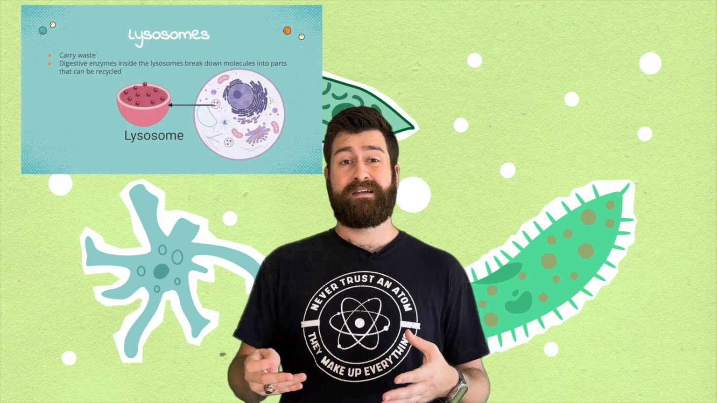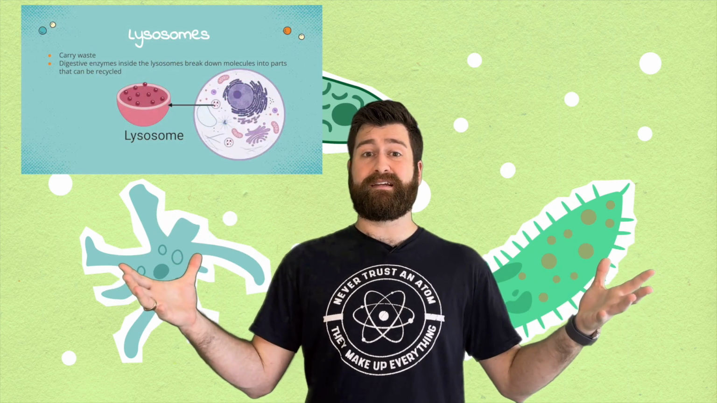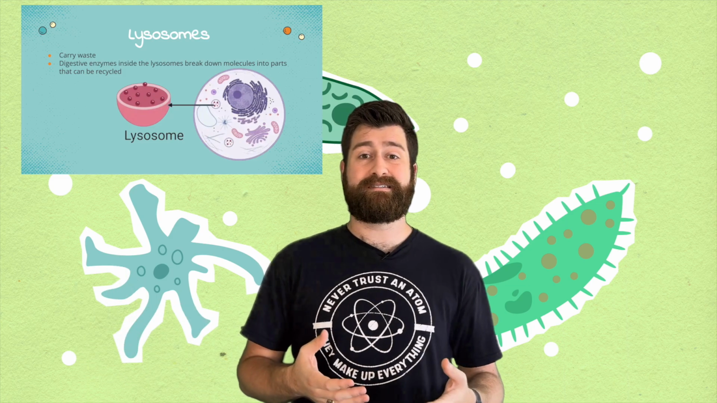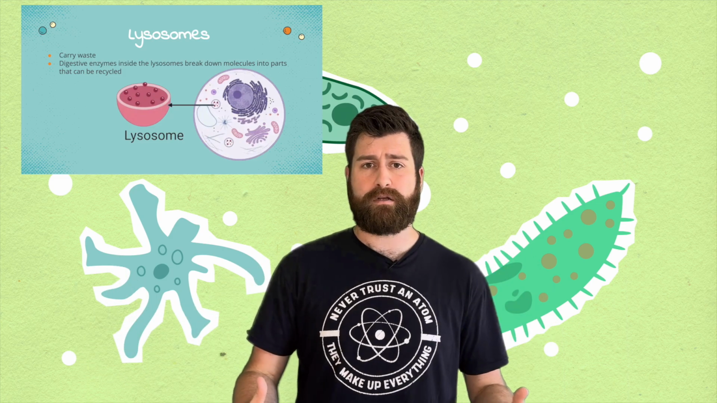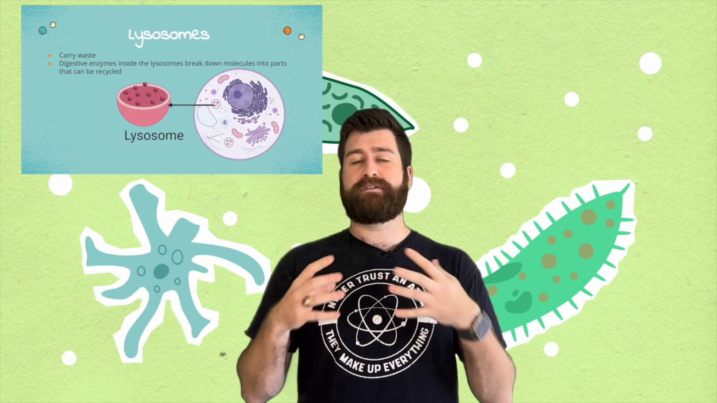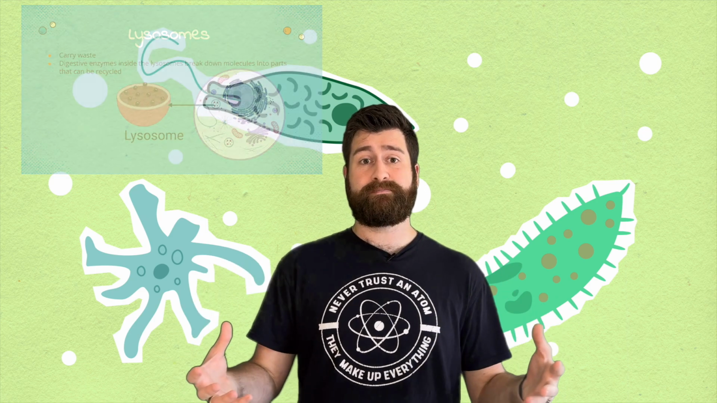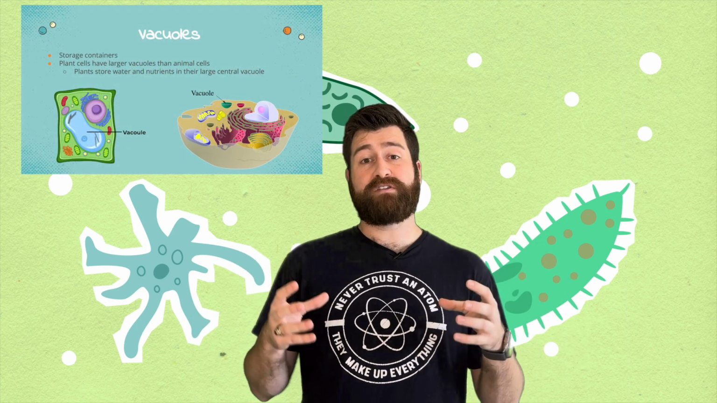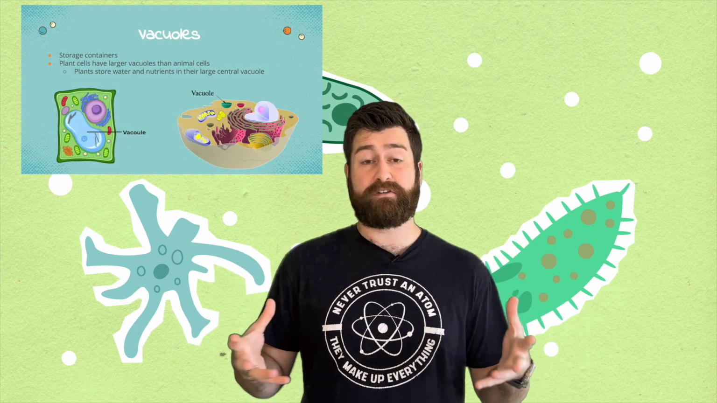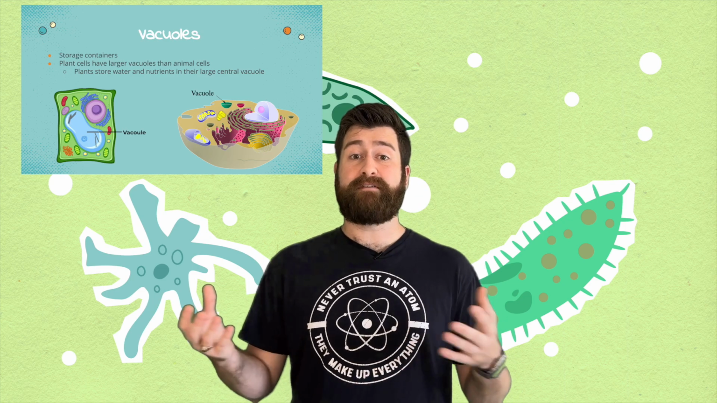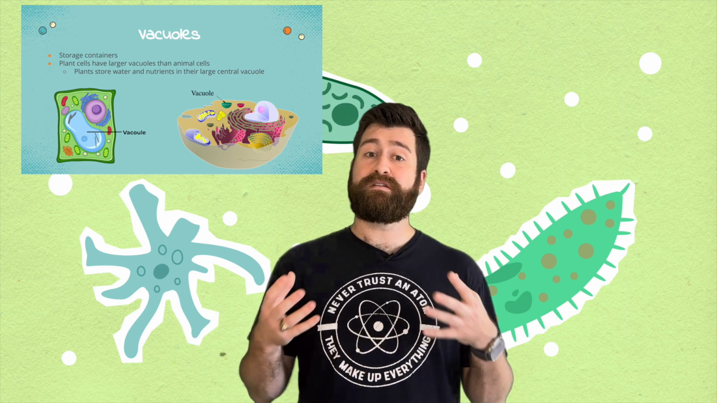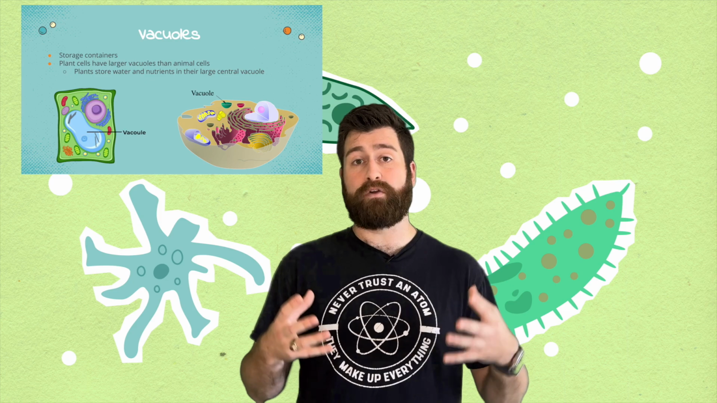Now, similar to vesicles are lysosomes. They're similar in the sense that they each carry things, but instead of delivering packages, lysosomes are more like a garbage truck. Inside of the lysosome, there are digestive enzymes that break down molecules into parts that can then be recycled. Next up, let's talk about vacuoles. Vacuoles are essentially storage containers for cells. Plant cells have larger vacuoles than animal cells, and they use their large central vacuole to store water and nutrients.